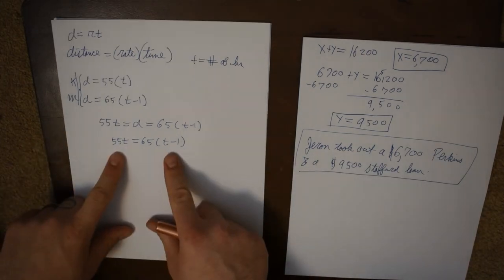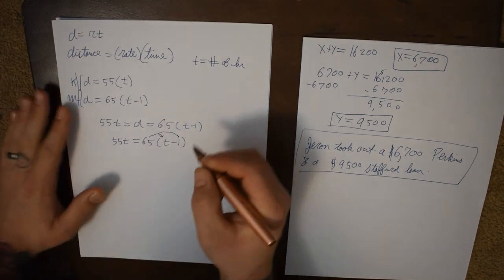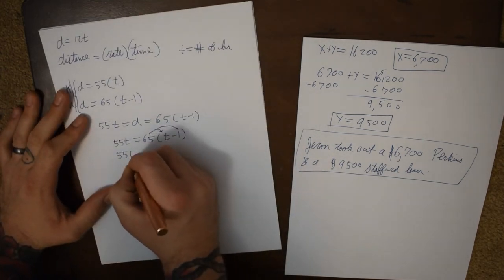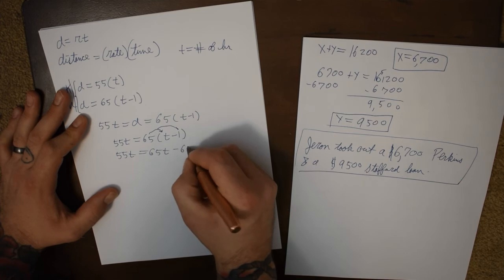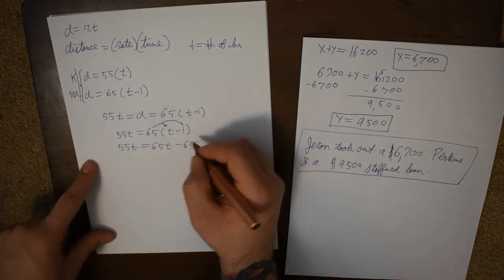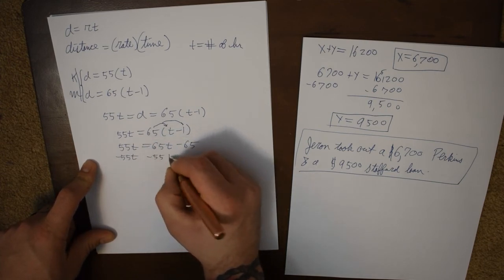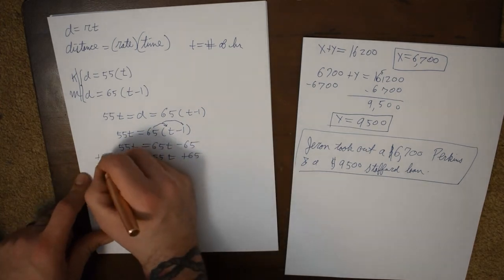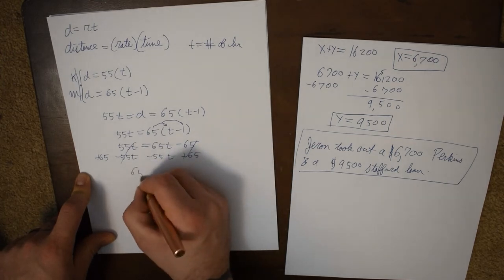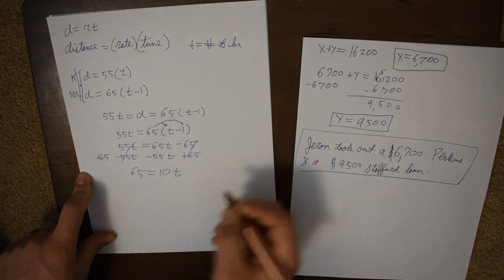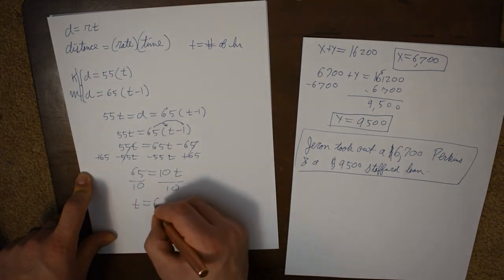Now we've got one equation and one unknown. We can solve that. Let's distribute that 65 over subtraction. We get 55T being equal to 65T minus 65. We want to get T all by itself, so let's subtract 55T from both sides, and let's add 65 to both sides to get 65 is equal to 10T. Divide both sides by 10, and we get T is equal to 6.5.